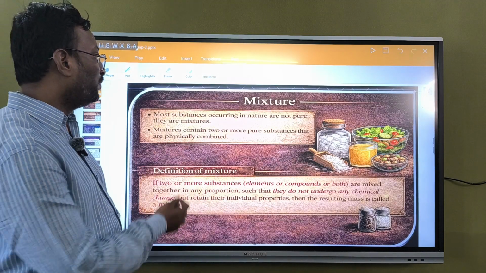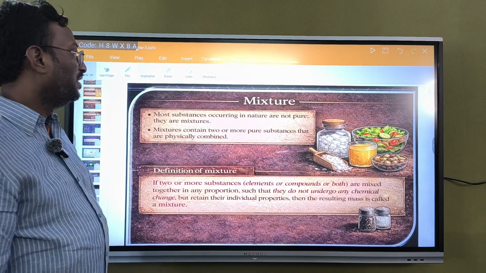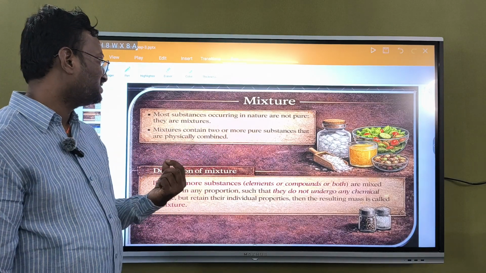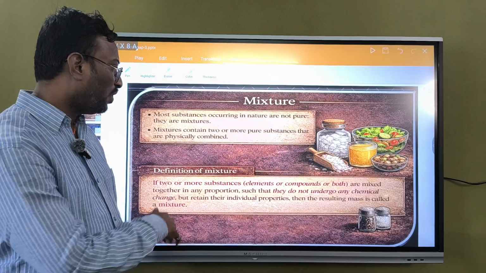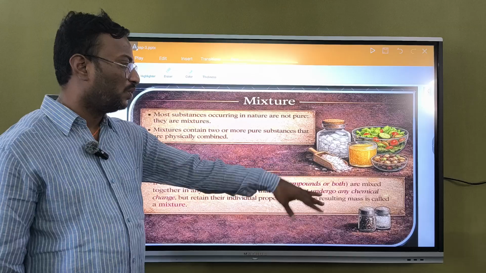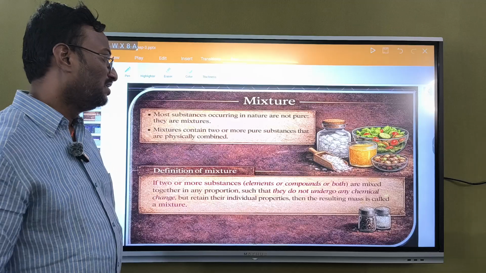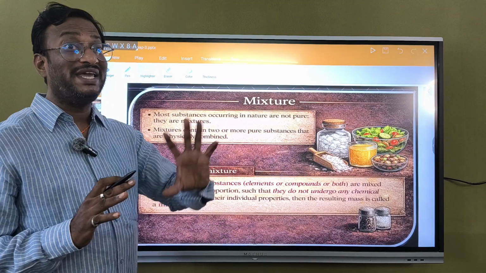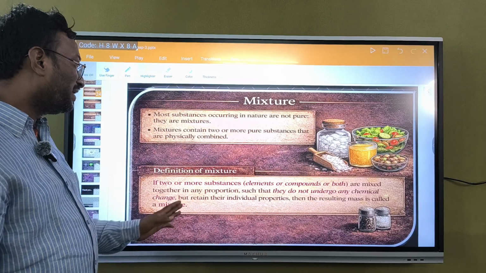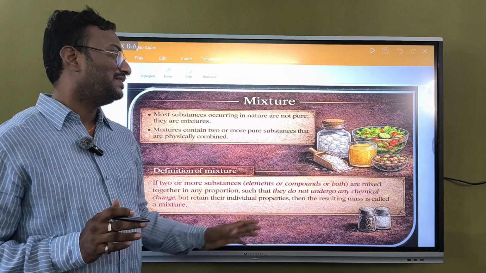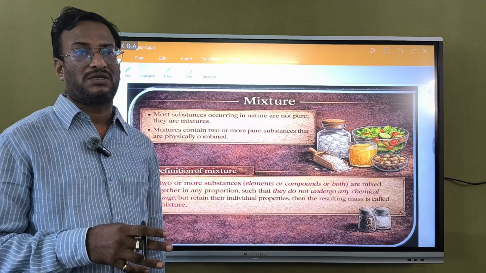What is a mixture? Most substances occurring in nature are not pure, they are mixtures. A mixture contains two or more pure substances that are physically combined. Definition of mixture: if two or more substances, elements, compounds or both, are mixed together in any ratio or proportion such that they do not undergo any chemical reaction but retain their individual properties, then the resulting mass is called a mixture. Suppose you mix sand with salt.